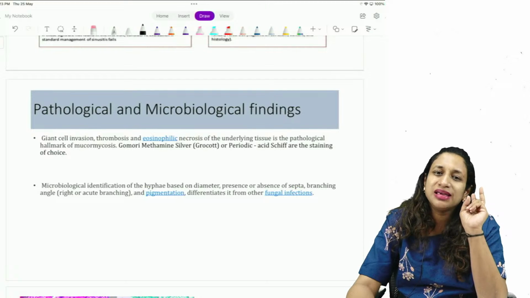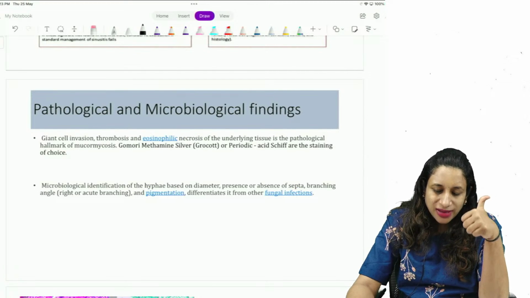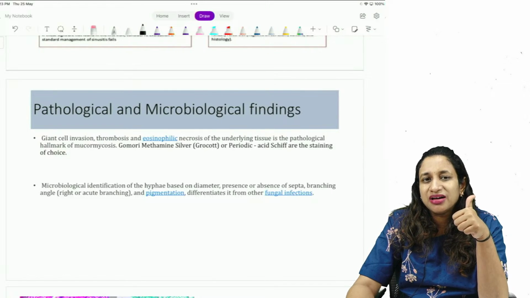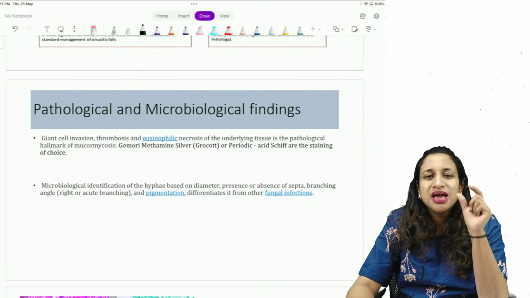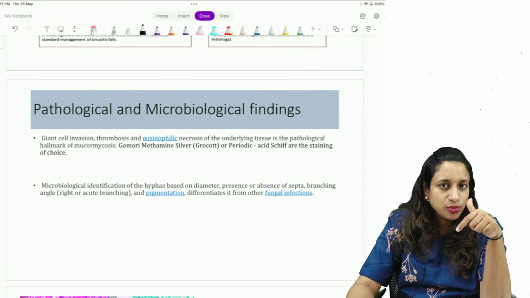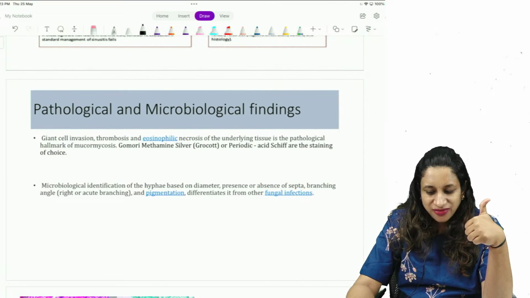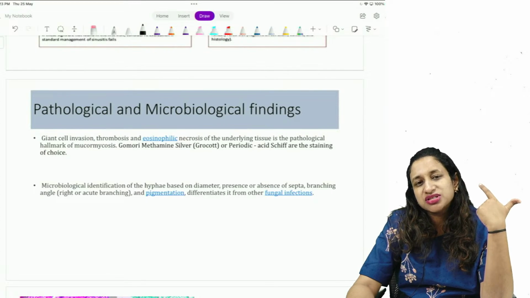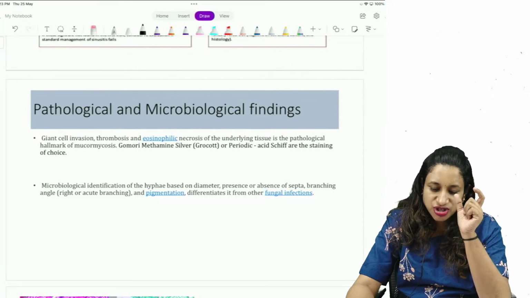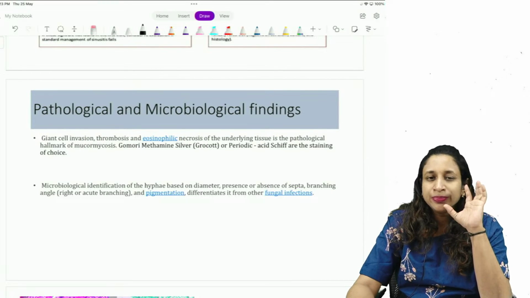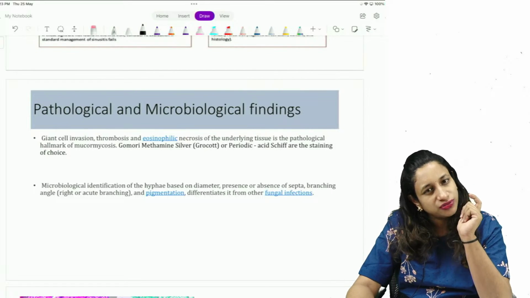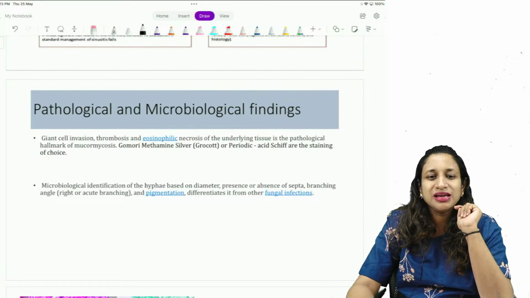Two important keywords to remember here. One, for the fact that these are aseptate hyphae, and whenever there is an aseptate hyphae that we see in a KOH mount, it is considered to be something which we have to act very quickly. So aseptate hyphae here, along with branching which is acute, this along with pigmentation helps to differentiate with other fungal infections. So pathological findings as well as your microbiological findings, both of these are considered to be very, very important to remember.